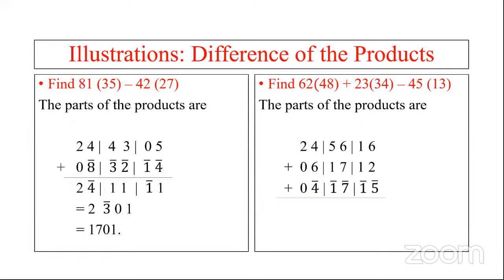The products are like this. Parts. Part 1, 24, 56, 16. For the second multiplication, it is 6, 17, 12. It is plus. And then minus 45 into 13. So I have written 0, 4, bar 1, bar 7, bar 1, bar 5. Now 6 plus 2, 8. 8 minus 5, 3. 1, 6, 5, 6, and 2. All positive when I add vertically, digit-wise. One bar 1 will get cancelled. 7 bar 7, 7 gets cancelled. That way. So 26, 56, 13 gives me 3173.